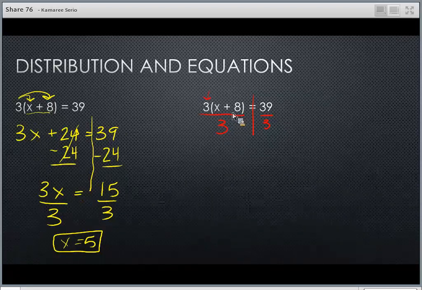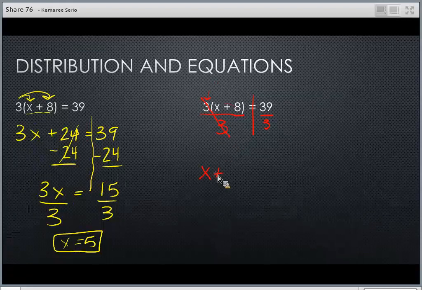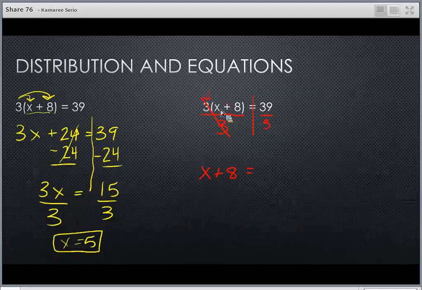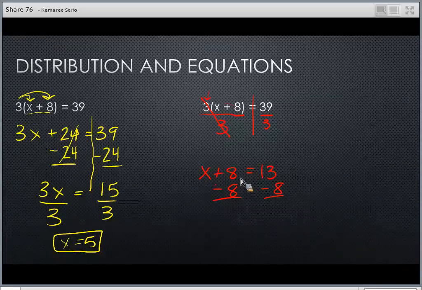The parentheses are kind of like a force field. Nothing can be divided or multiplied in here. So these 3's right here will cancel, and I will be left with x plus 8. And then don't forget to divide this side, and I get 13. Then to solve this, I have to subtract 8 from both sides, and I still get x equals 5.